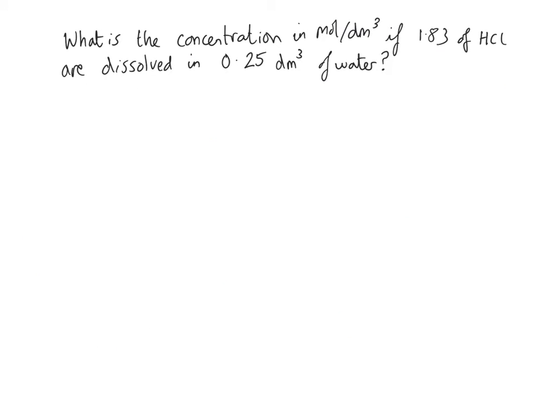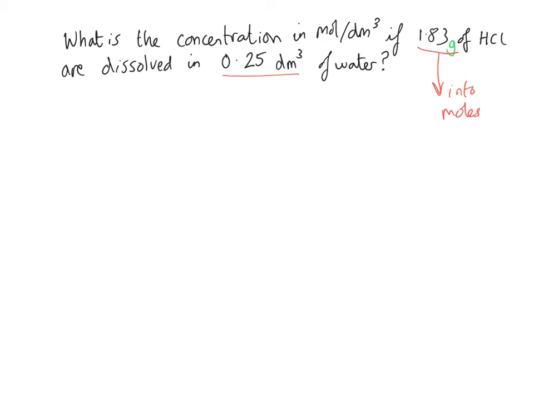This question is a little bit more complicated but uses the same equation, but there's an extra factor to weave into it. So what is the concentration in moles per cubic decimeter if 1.83 grams of hydrochloric acid are dissolved in 0.25 decimeter cubed of water? So the first thing, let's just double check our volume. This time the volume has been nice. I've given it to you in cubic decimeters already, so no conversion needed there. Where I've been a bit mean is I haven't given you an amount of moles. I've given you a mass in grams. So our first thought is this needs to be converted into moles.